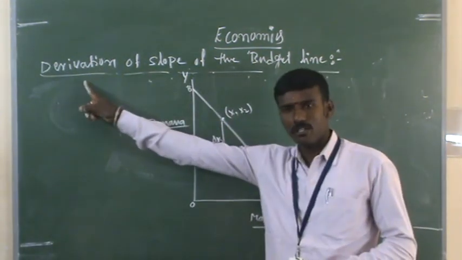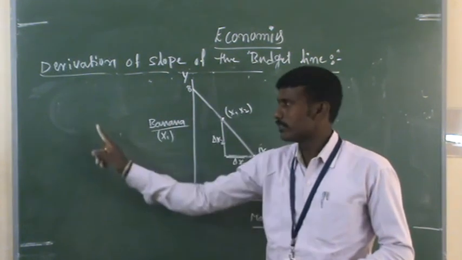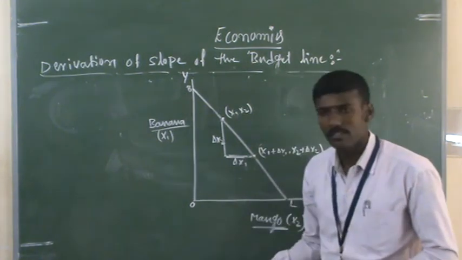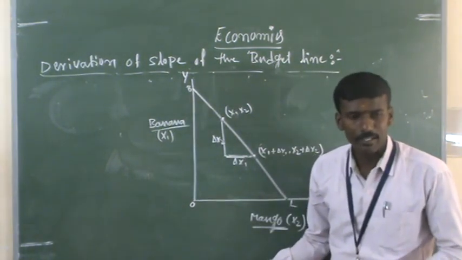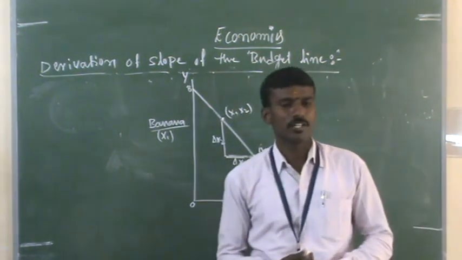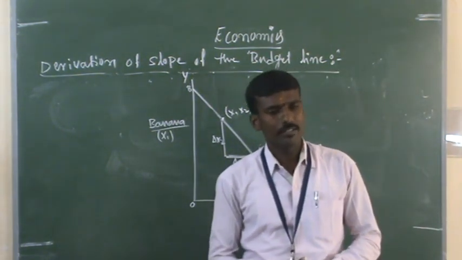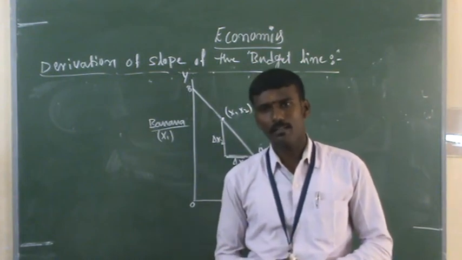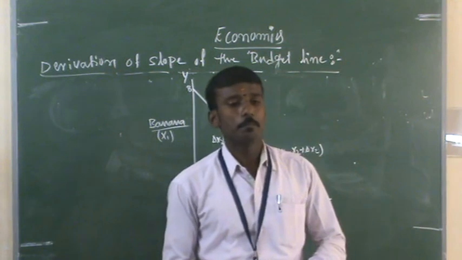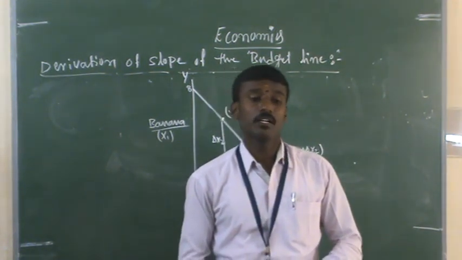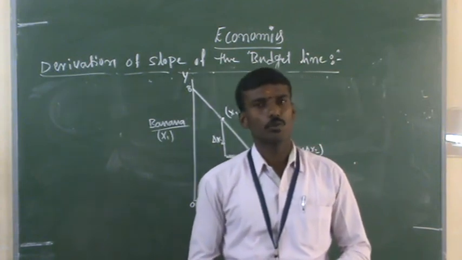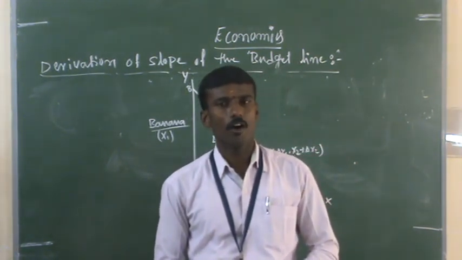Okay, so this is about the derivation of the slope of the budget line. With the help of the introduction, with the help of the meaning, with the help of the example, with the help of the equation, and finally with the help of the diagram, we have understood the slope of the budget line. So in the next class, we are going to study another sub-concept, another important one, that is the optimal choice of the consumer. That concept we are going to study in the next hour or next class.